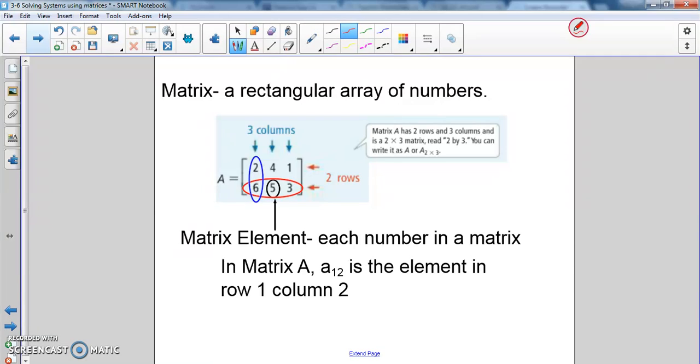Then each number in a matrix is called a matrix element. You can identify a matrix element by its row and column numbers. So in matrix A, we have element A1,2. And this is the element in row 1, column 2.